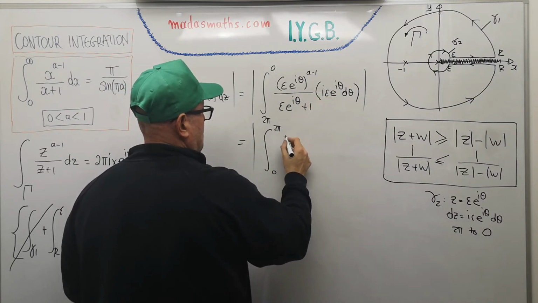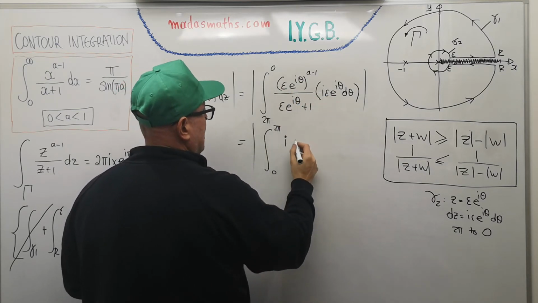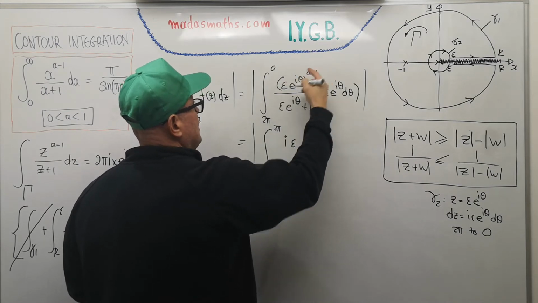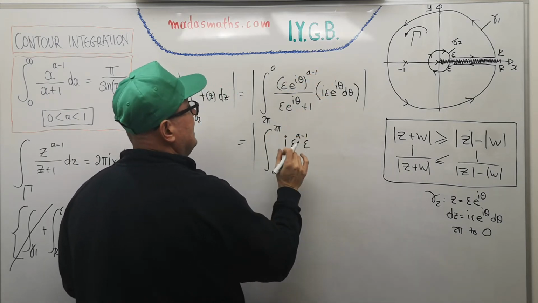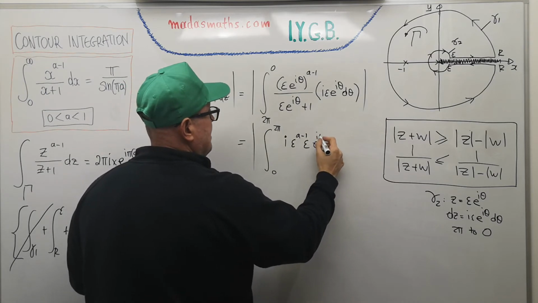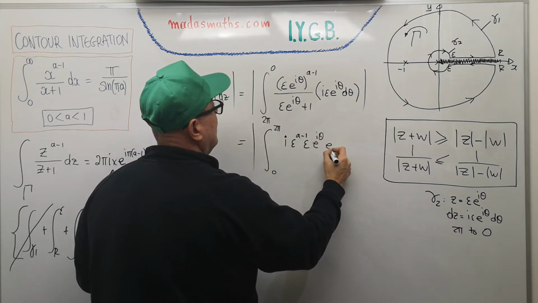On the top there, I've got an epsilon to the a minus 1. I've got this epsilon there, which I'm going to put together next. I've got the e to the i theta. It's pretty much the same as the previous one.